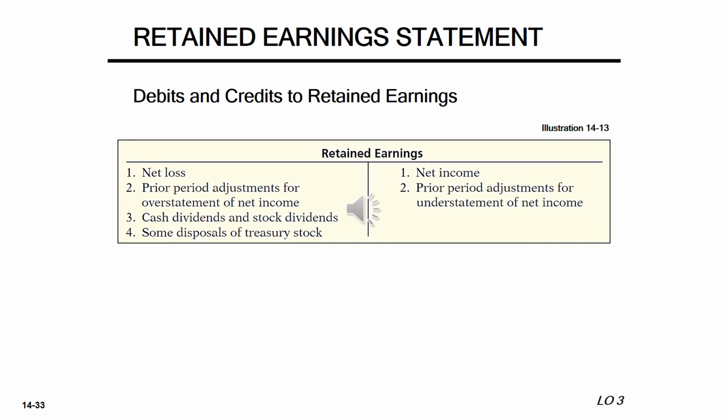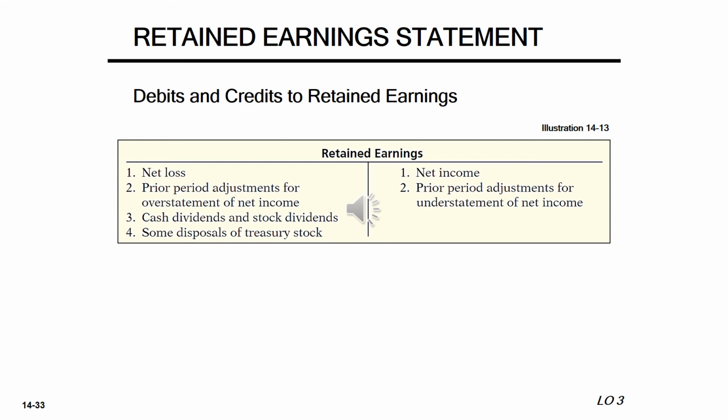retained earnings. We could also debit or credit retained earnings in accordance with any prior period adjustments or overstatements of the net income. In the case of overstating net income from previous periods, we're going to debit retained earnings to reduce its balance. And if we have understatements, that means we have reported lower retained earnings for the previous year by mistake, and now we want to increase it, then we're going to credit retained earnings.